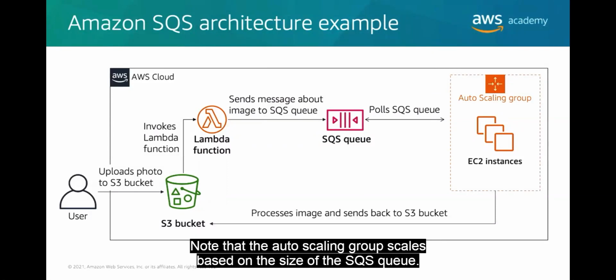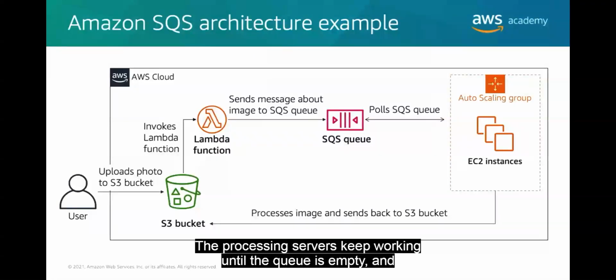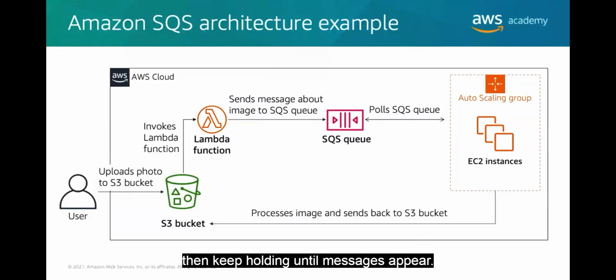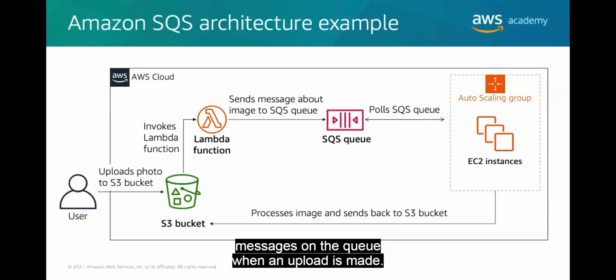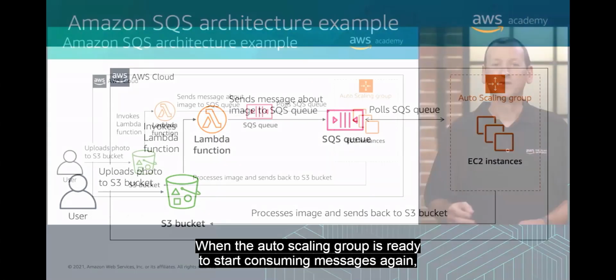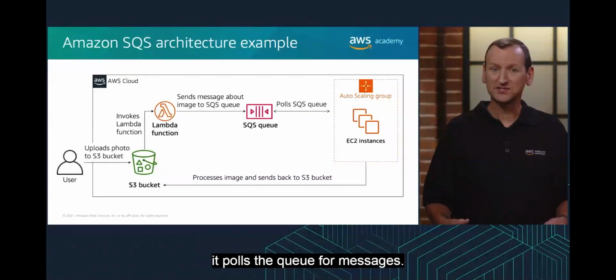Note that the autoscaling group scales based on the size of the SQS queue. The processing servers keep working until the queue is empty and then keep holding until messages appear. If the EC2 instances become unavailable, the Lambda function can keep putting messages on the queue when an upload is made. When the autoscaling group is ready to start consuming messages again, it polls the queue for messages.